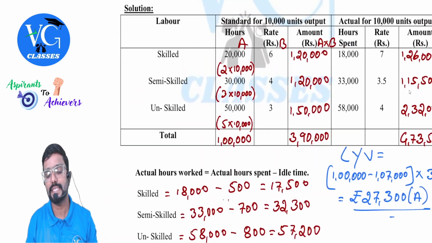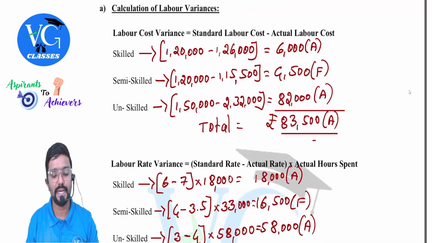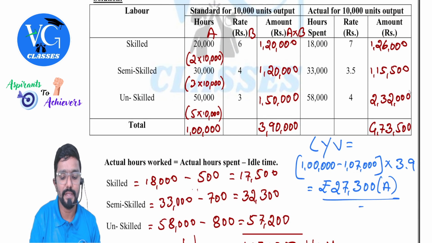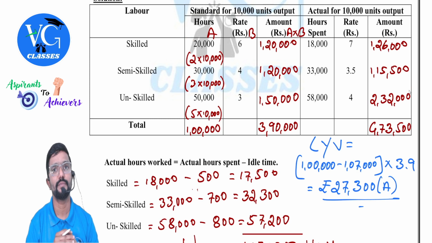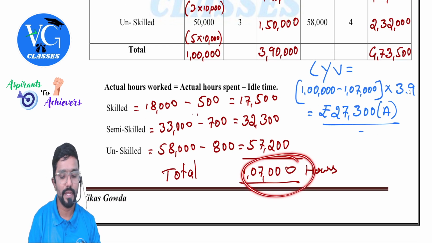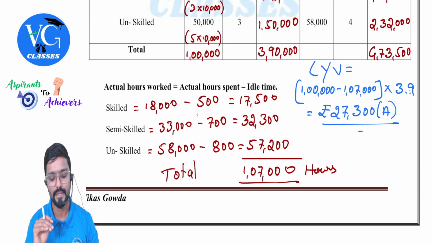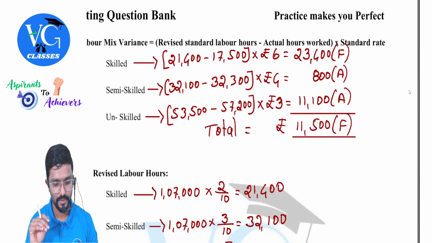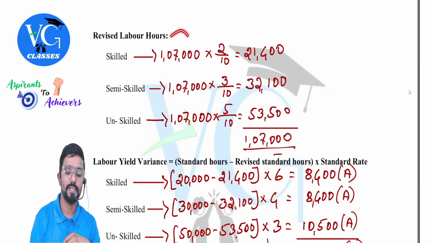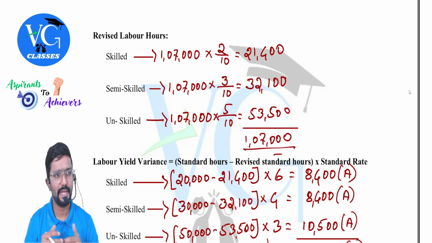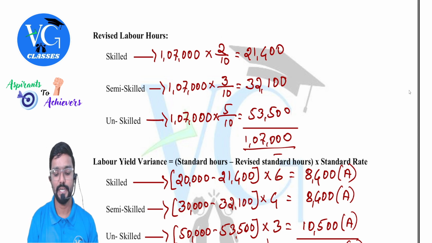Then coming to mix and yield. Mix we need to calculate. Revised standard hours: guys, how is it? Take the actual hours worked total and divide it in the ratio 2:3:5, the standard hours ratio. Let me just show it. You can see, this is the total actual hours divided in the standard hours ratio. Standard hours is simplified here. And ensure that the total you get is the same 1,07,000.